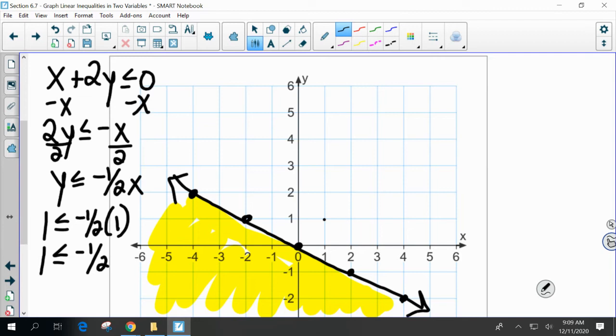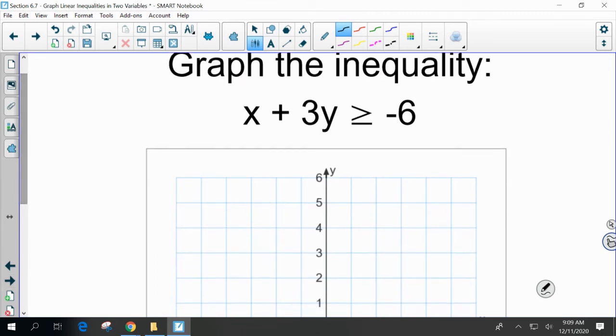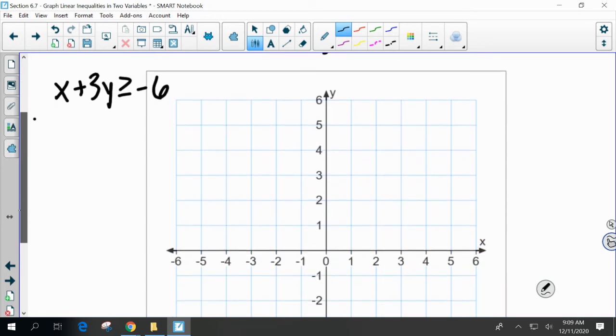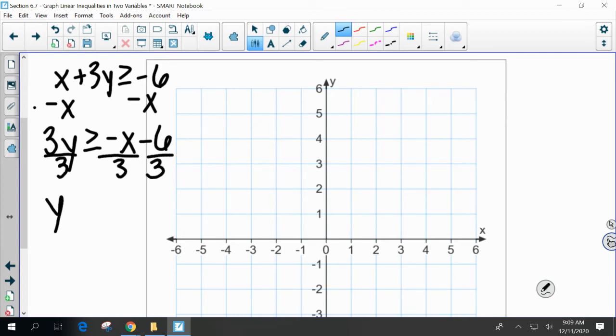Okay, so we're going to do the next one together. x plus 3y is greater than or equal to negative 6. So I have to first start out by subtracting x. So 3y is greater than or equal to negative x minus 6. And then I have to divide everything by 3. So y is greater than or equal to negative 1/3 x minus 2.